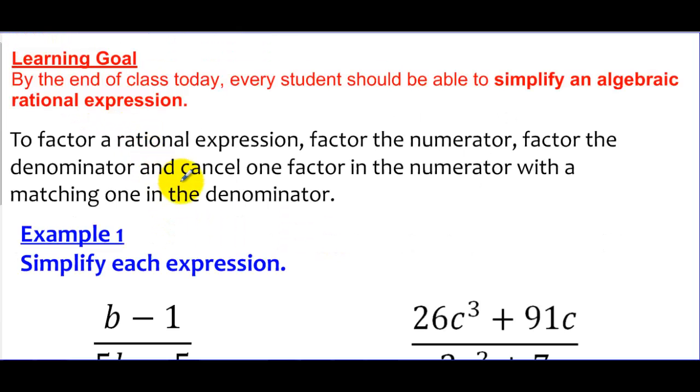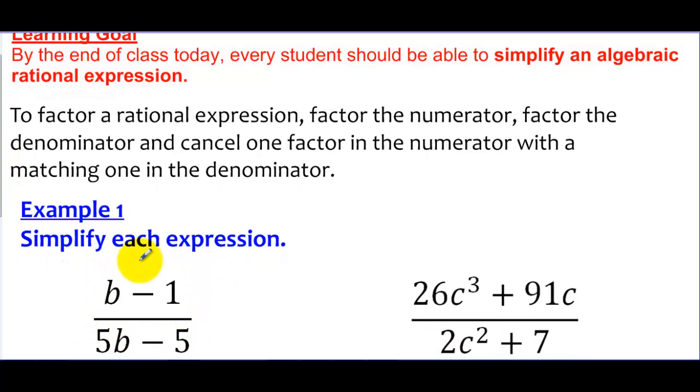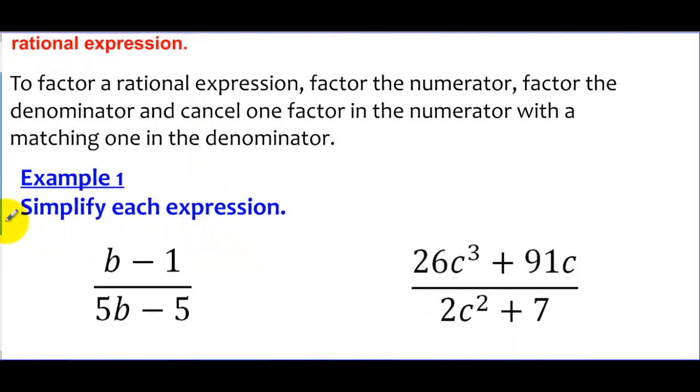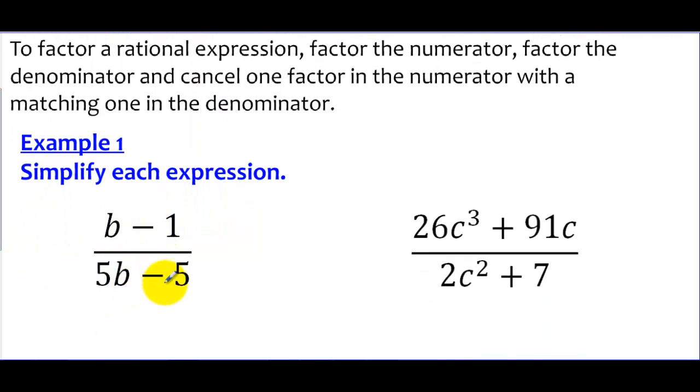Okay, so if I give you a problem, if we scroll down a little bit, something like b minus 1 over 5b minus 5, your goal is the same. This is a fraction that just happens to have some polynomials in it, but it's still a fraction. So your goal is to factor the numerator, factor the denominator, and if there are any matching factors, cancel one on top with one on bottom. Okay, so let's take a look at what happens with this first example, b minus 1 over 5b minus 5.